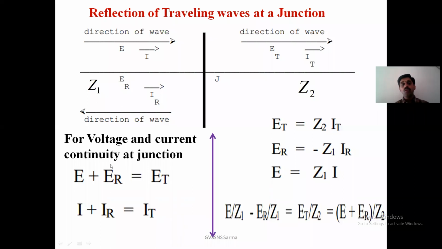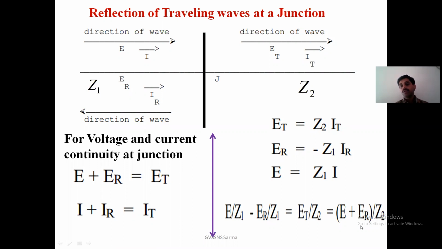For voltage and current continuity at a junction, you know that the transmitted wave is equal to incident plus reflected wave. Same way the current also. So how can you write ET is equal to the impedance in this junction into the current? How can you write ER? Because it is a reflected wave, therefore minus IR into Z1. What is E? I into Z1. Therefore, you can write the expression E by Z1 minus ER by Z1 is equal to IR, is equal to transmitted wave IT. I plus IR is equal to IT.